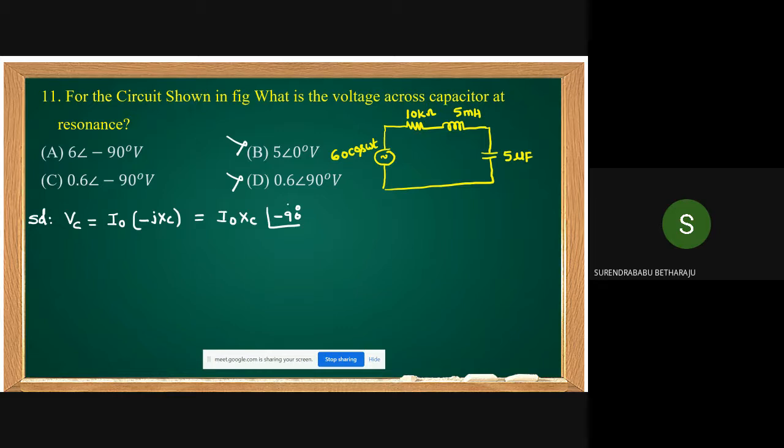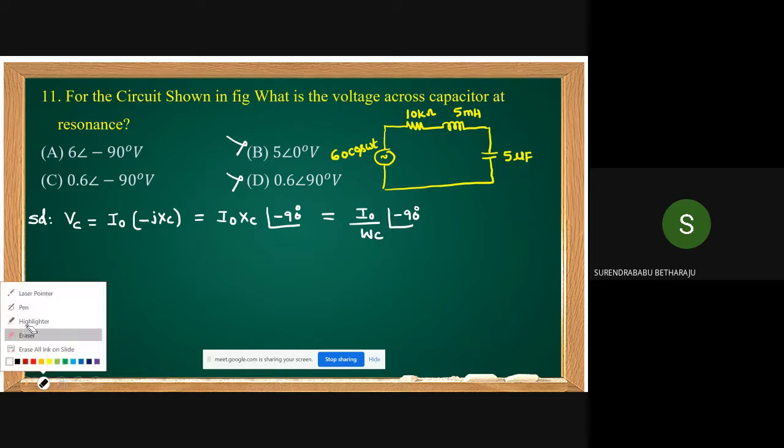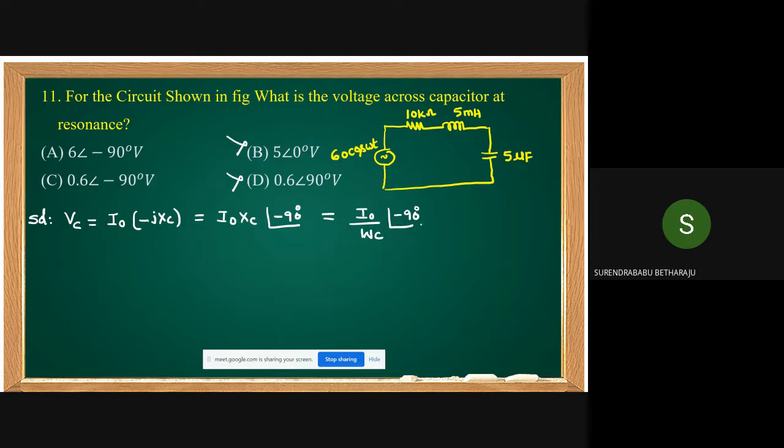Yes, but the frequency is not given here. That's why we want to find the frequency also. Shall I write like this? I naught by omega C. XC is 1 by omega C at an angle of minus 90. Here omega is the frequency at resonance condition. Or you can write omega naught into C. Any notation you follow, you can write omega naught also, no problem. Whatever notation is convenient, follow that notation. It is I naught by omega C at an angle of minus 90 degrees.